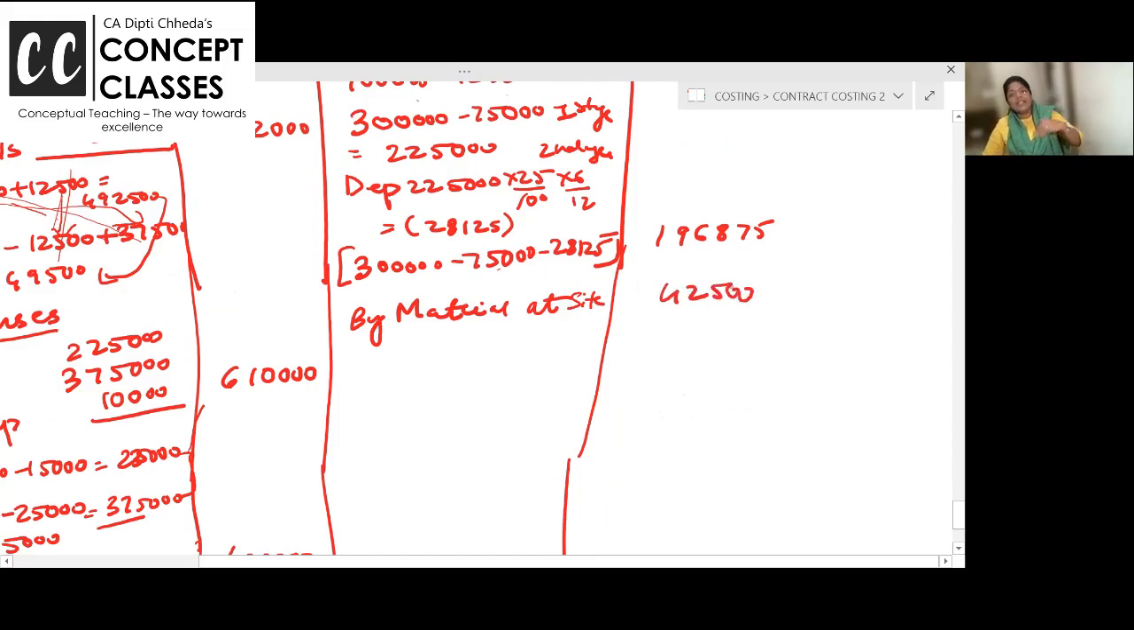42,500. Again, you may be having a doubt. Ma'am, why did you not take 82,500? 82,500 is closing. And again, next year it is opening. So I am clubbing 1.5 years, no. So ignore closing and opening. Total material sent minus material still at site is 42,500.